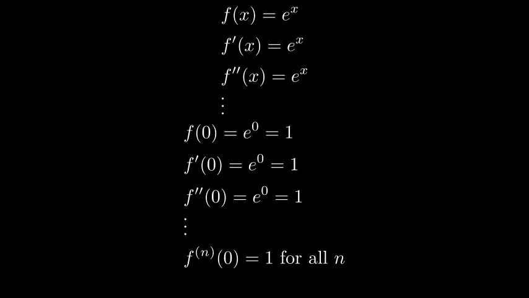Now we can form the Taylor series for e to the x around 0. We get e to the x equals the sum from n equals 0 to infinity of x to the power of n divided by n factorial. Written out, this becomes e to the x equals 1 plus x plus x squared over 2 factorial plus x cubed over 3 factorial, and so on. Let's visualize how this series approximates the exponential function as we include more terms.